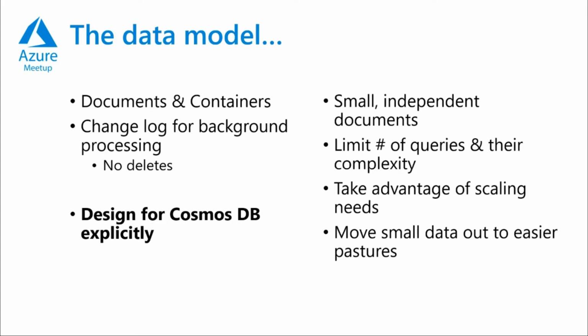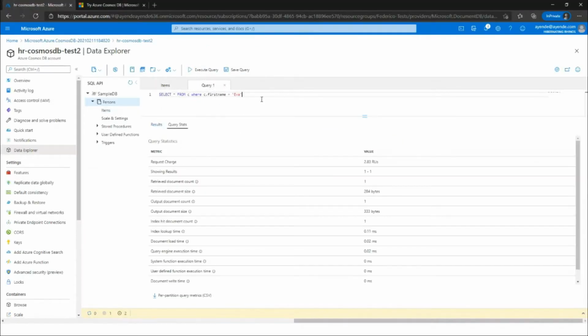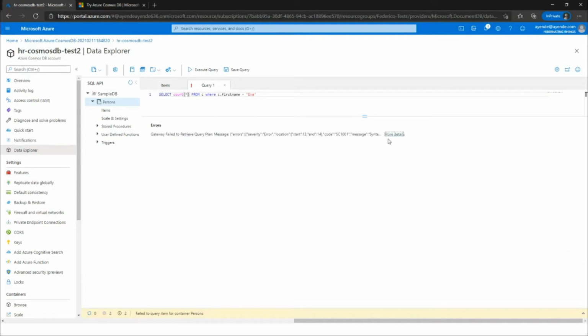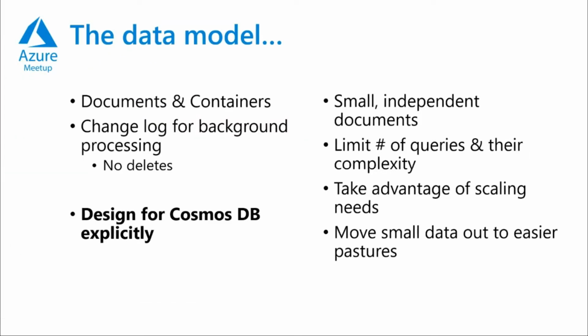If I would try to do something like this, if you go to the queries and say, it doesn't work this way. You can't do a count. You can do some queries, but a lot of the things that you can do are heavily limited. So even though it's using a SQL-like language, the limitations are very high. So the typical model is that you have small independent documents. You're limited in the number of queries that you have, and the type of queries, so you have to really design for that explicitly. And why is that?